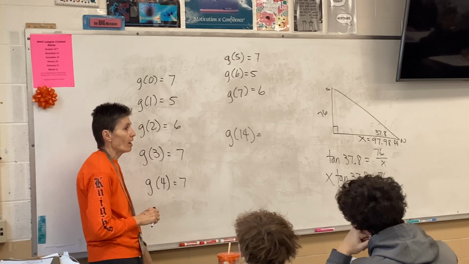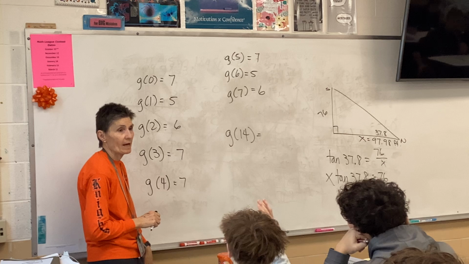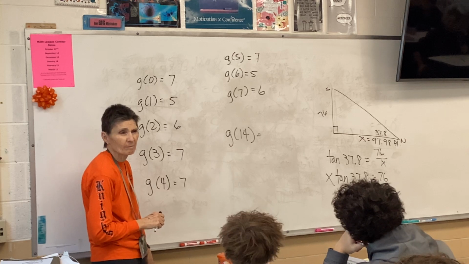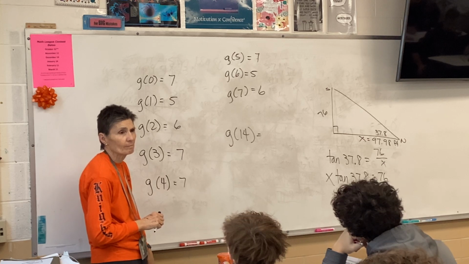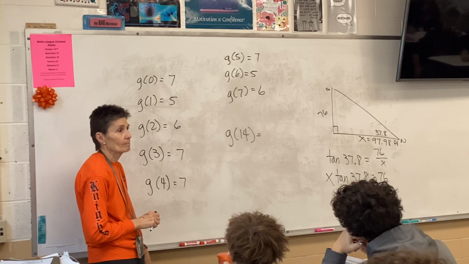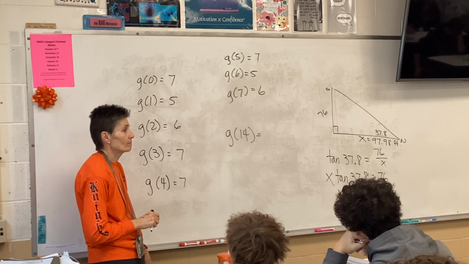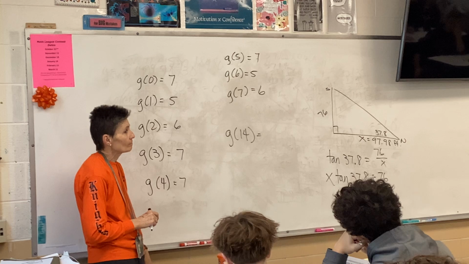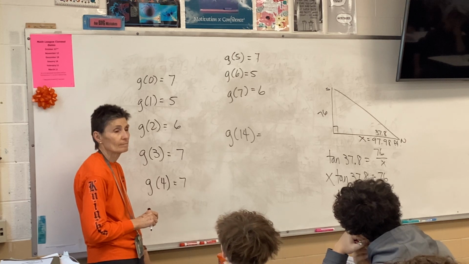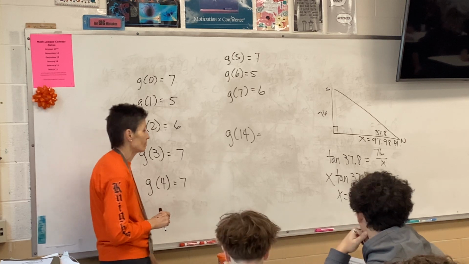Anybody come up with a thought for 14? What'd you come up with, Alex? So what I did is I subtracted 5 two times from it, because since it's cycles of 5, you can subtract 5 or add 5 any number of times and it'll be the same. So then I got g of 4, and g of 4 equals 7.